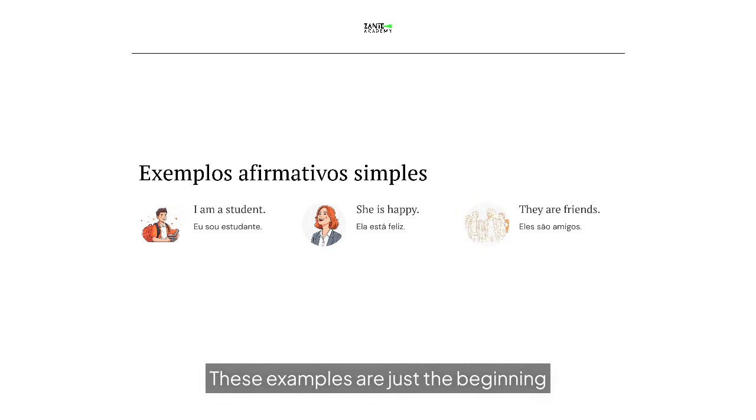These examples are just the beginning of how you can express various ideas using the verb to be. As we move forward, we'll explore how to form negative sentences and questions.